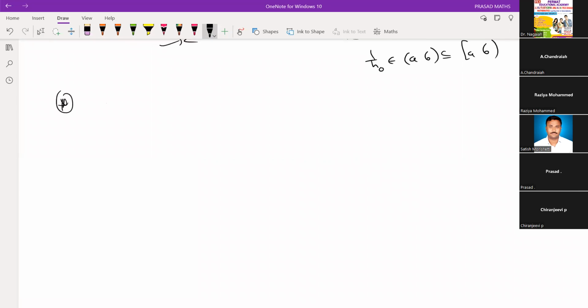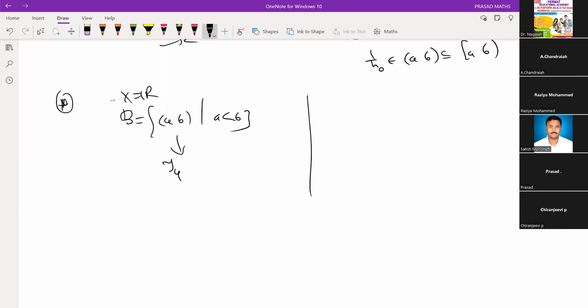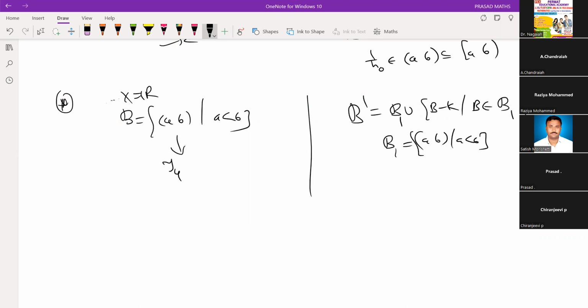Suppose you can take the same thing, X equals R. Suppose my open base is the open intervals (a, b) with a less than b. You know, it is an open base for the usual topology. This generates the usual topology. And this is my B dash: the sets (a, b) union (a, b) minus K, where B belongs to B1. What is my K? K is nothing but 1 by n. This generated topology is nothing but the K topology.